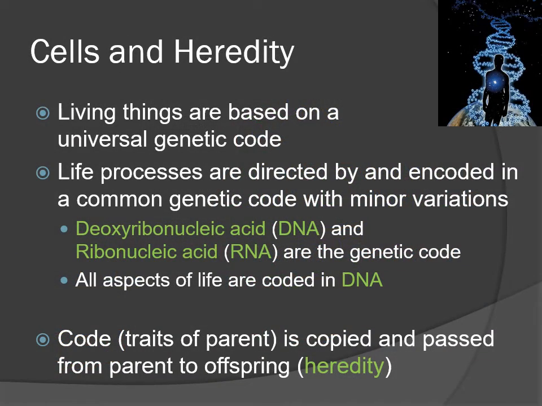Cells and heredity. Here again, continuing on with your guided notes. I'm following along with your guided notes, so I'm making sure that I'm on the proper page. Here we are, right underneath cells. So, living things are based upon a universal genetic code, and it's amazing that all, and I mean all, life on planet Earth is based on either DNA or RNA. This is some very firm evidence that all life came from a single source back some billions of years ago.